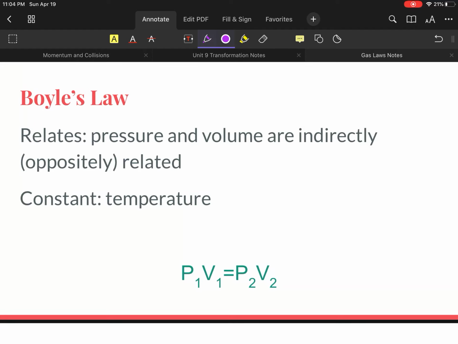So in your notes, you're filling in the chart. When we're talking about Boyle's law, we're talking about pressure and volume. It's more correct to say they're inversely related. What that means is that they're just opposite. If one goes up, like if I'm increasing my pressure, what's going to happen is my volume is going to go down.